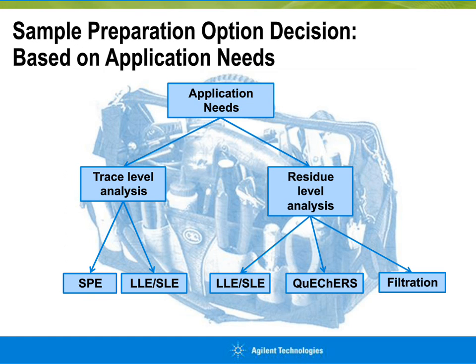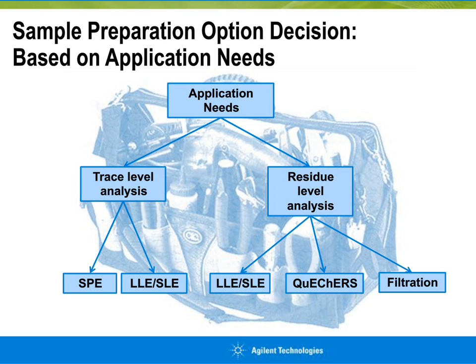This is the sample preparation option decision tree based on application needs. For application needs, ask yourself: do I need absolute trace or residue level of analysis? If residue level detection is what you need, you don't have to make your sample ultra clean. So catchers, SLE, and filtration, including Captiva and Lipids, will be an appropriate starting point for your sample preparation needs. If absolute trace level is needed, SPE is going to be your first choice, and in some cases, SLE will also work.